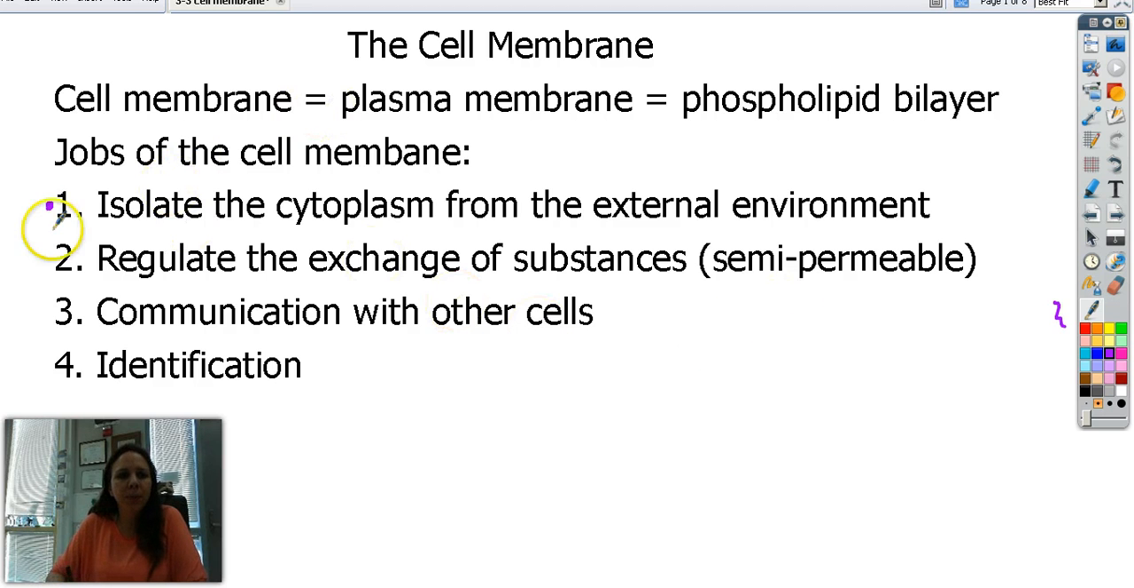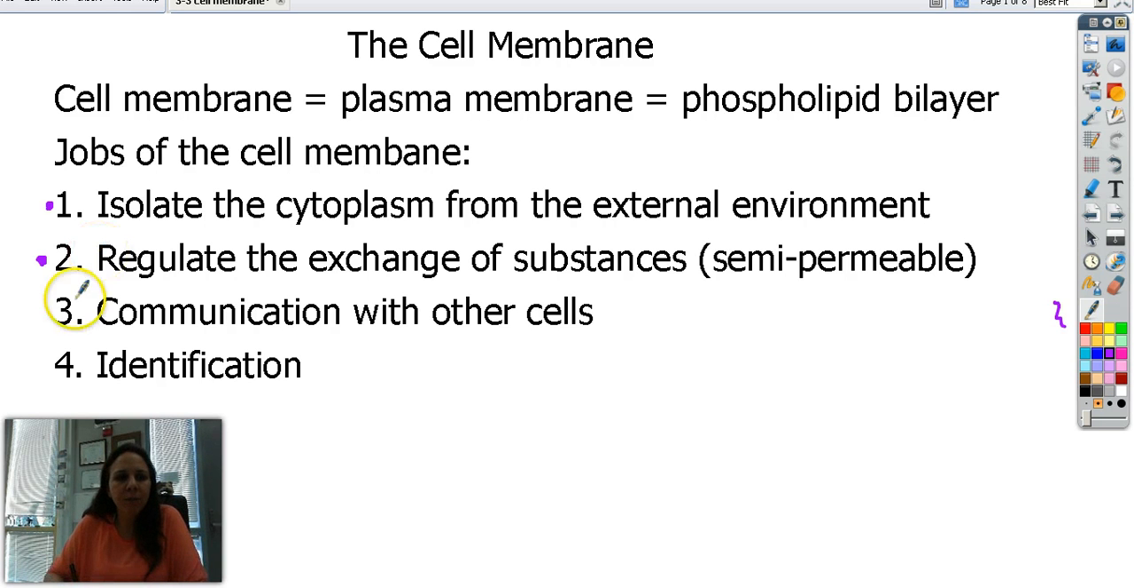The second thing that the cell membrane can do is to regulate the exchange of substances, which is why we say that the cell membrane is semi-permeable. Semi means halfway. Permeable means things can go through. So semi-permeable means some things can go through, but not all things.